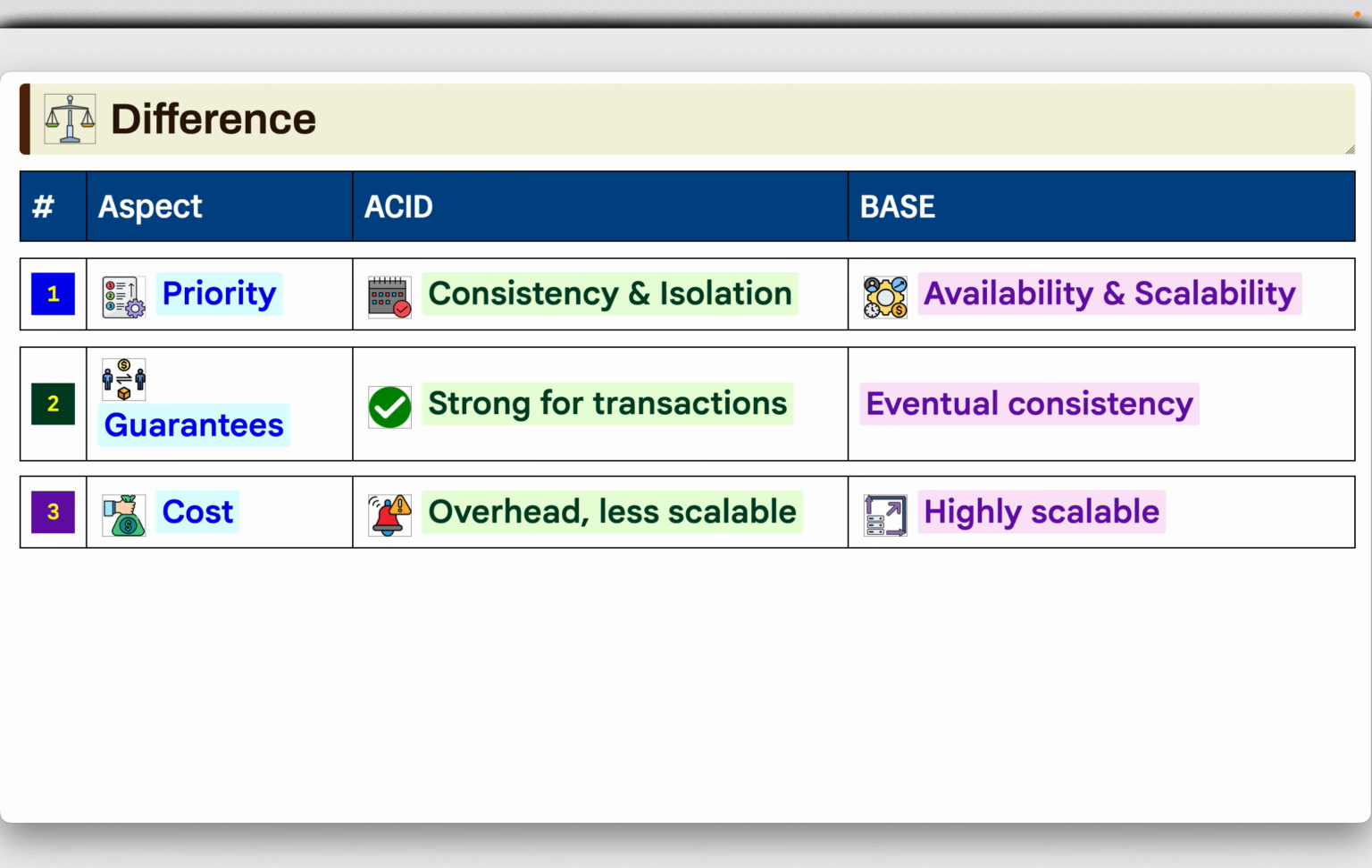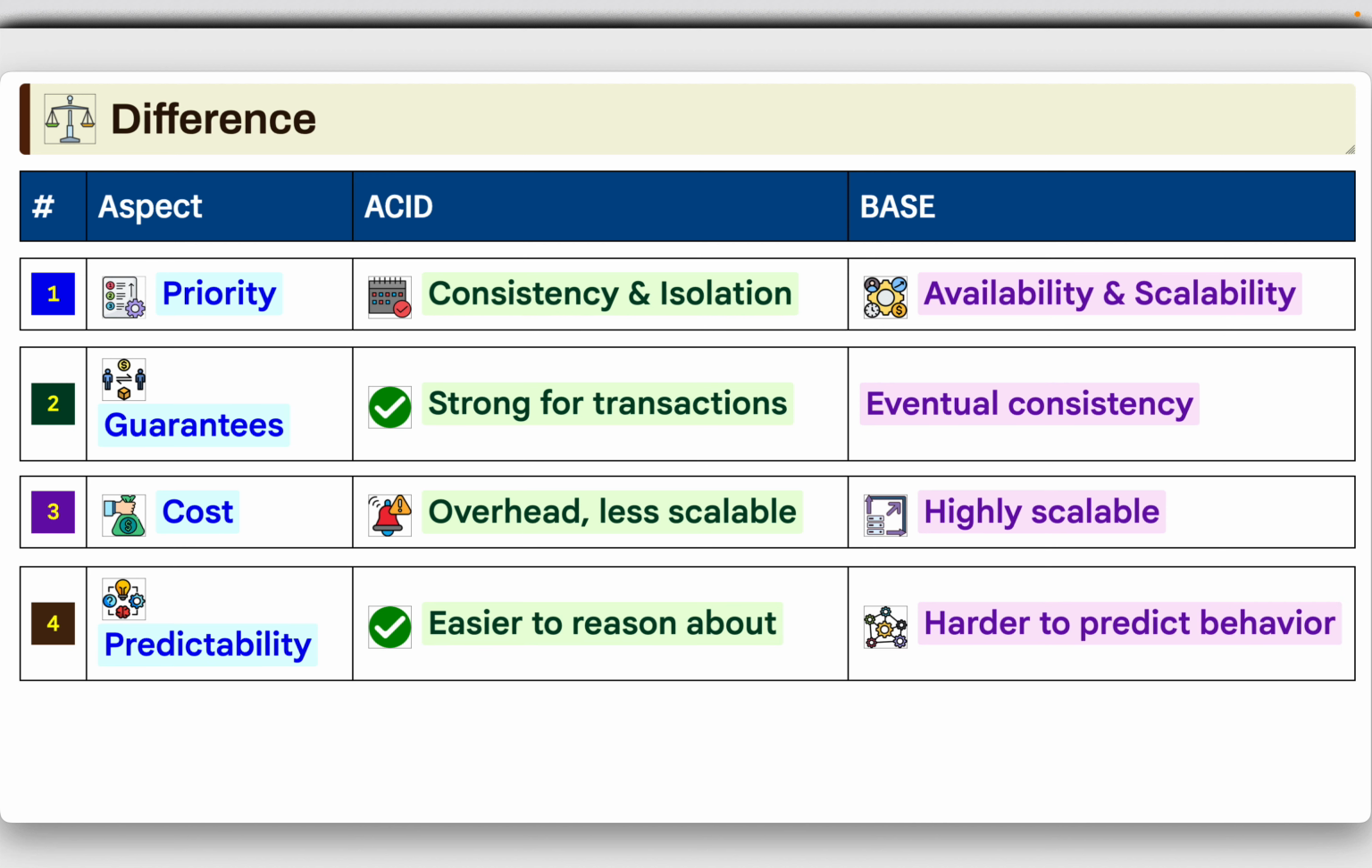Cost wise, ACID is a bit costly because there is an overhead attached with providing ACID like consistency and isolation, and it is less scalable, while BASE is highly scalable. And in terms of predictability, with ACID it's easier to reason about, but in case of BASE, even though it's eventually consistent, it's harder to predict behavior while the changes are being performed.